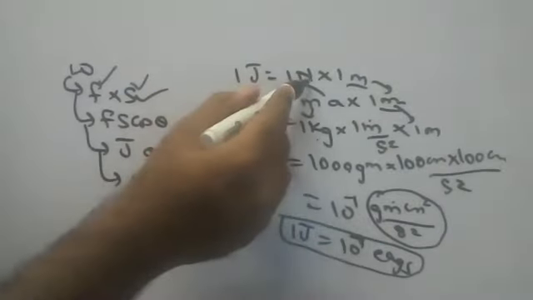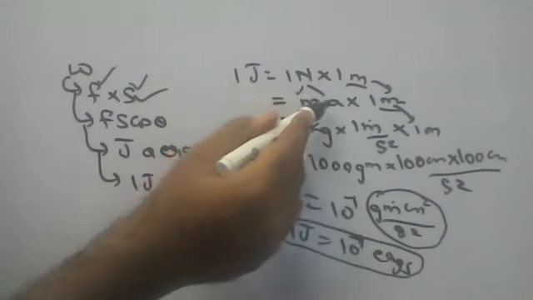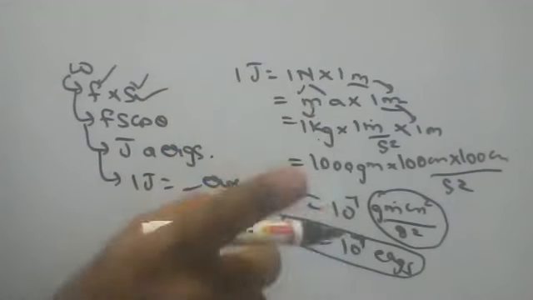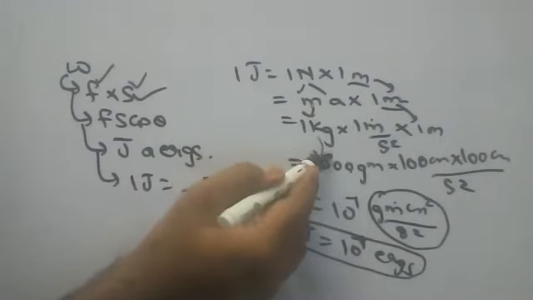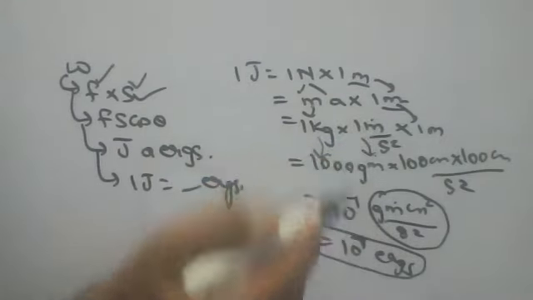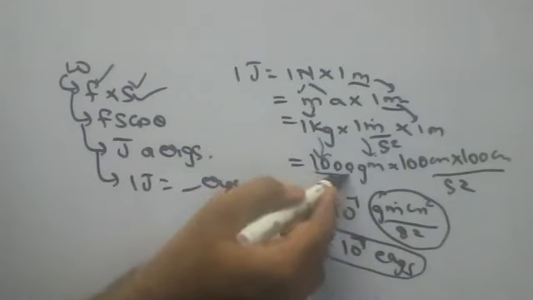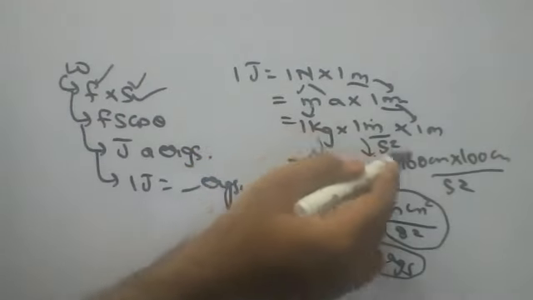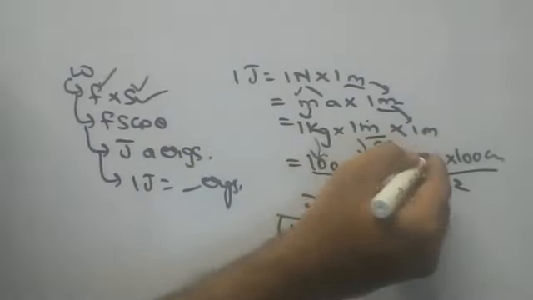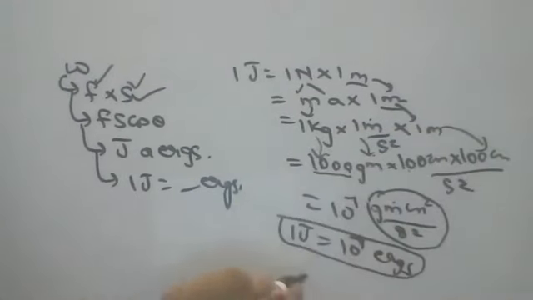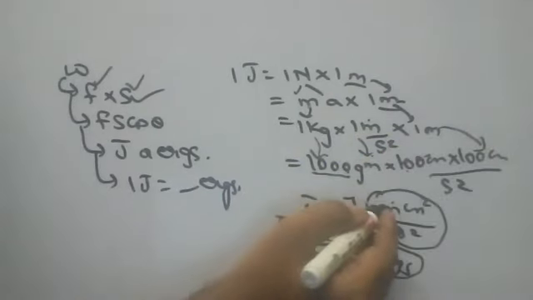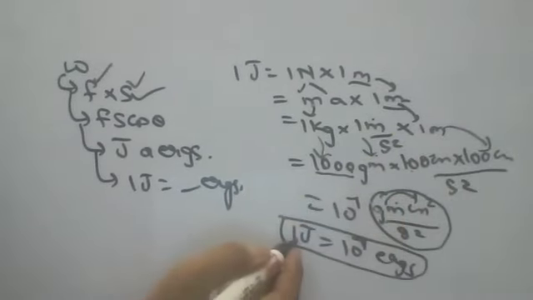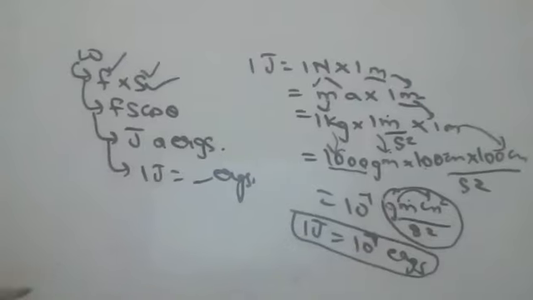Those who didn't understand, see, Newton means force. Force means mass into acceleration. We discussed so much already. Mass means 1 kg, acceleration means meter per second square. 1 kg means how many grams, children? 1000 grams. And 1 meter means 100 centimeters. So totally, 10 to the power of 7 grams centimeter per second square. So 1 joule is equal to 10 to the power of 7 ergs.